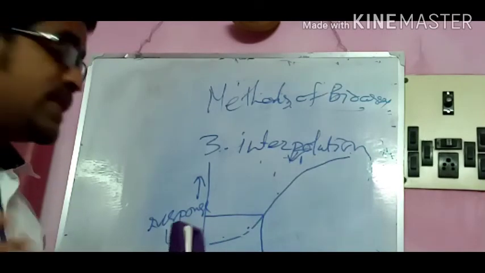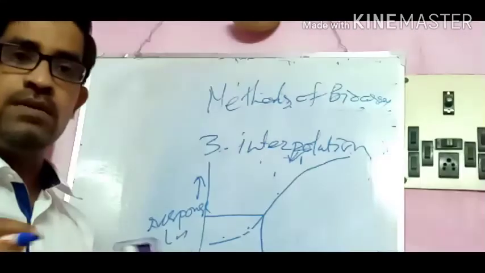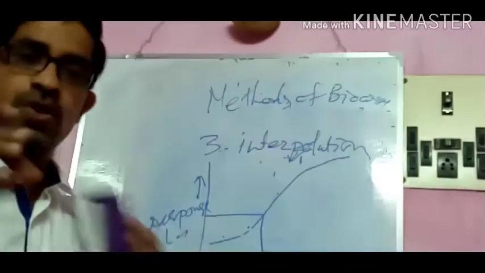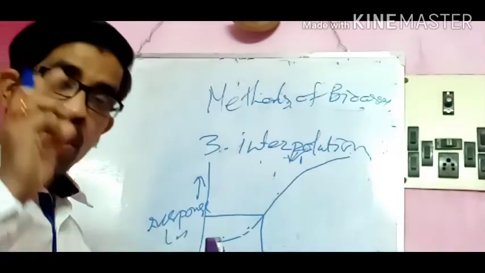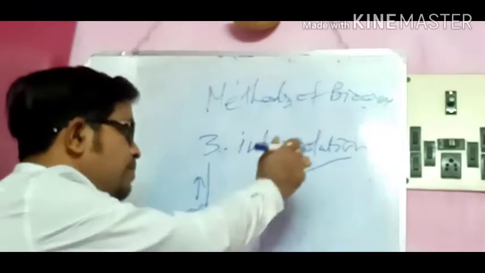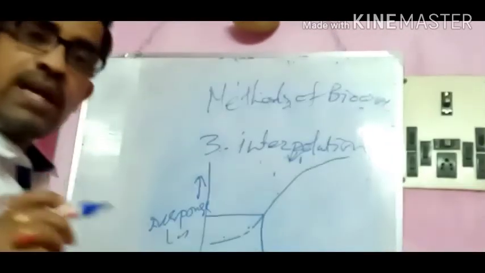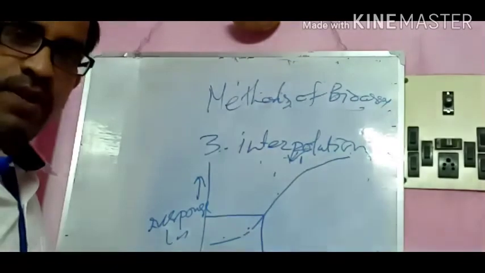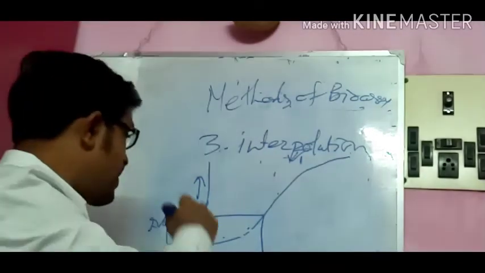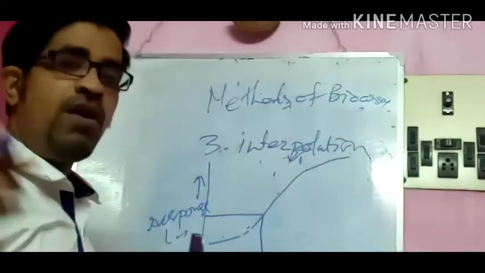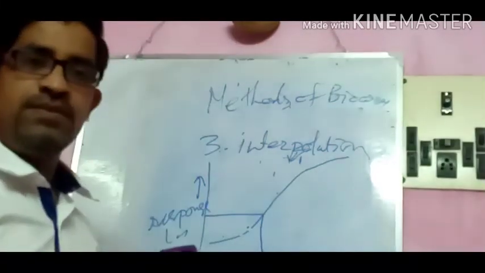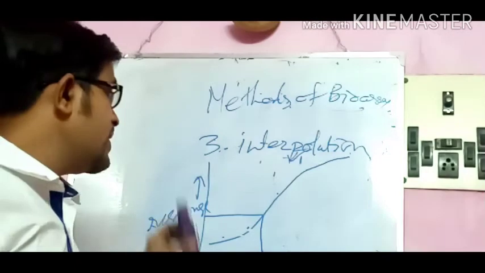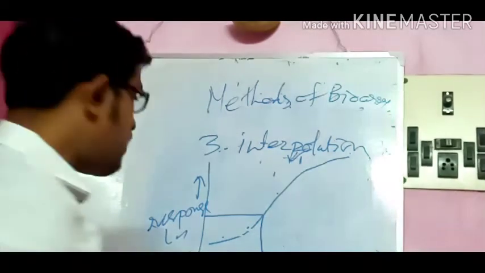So this is the type of calculation, as I told you in broad terms. From the standard DRC you have to plot a graph. It will come to a sigmoid curve. On that sigmoid curve, if you intersect the response length of your test, you are going to get the concentration. This is our interpolation method of bioassay.